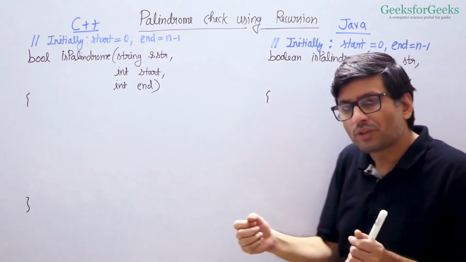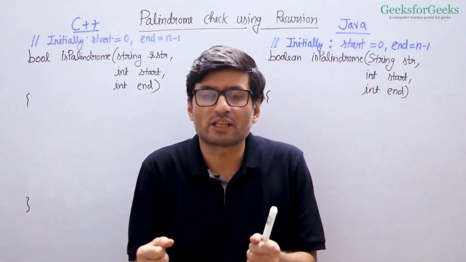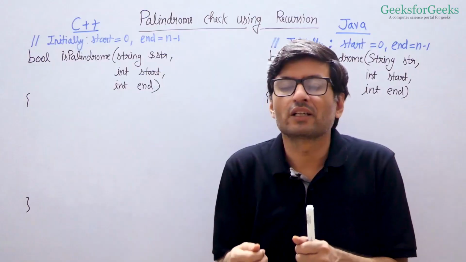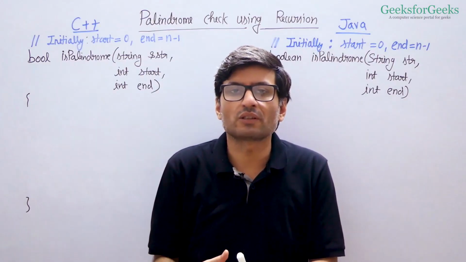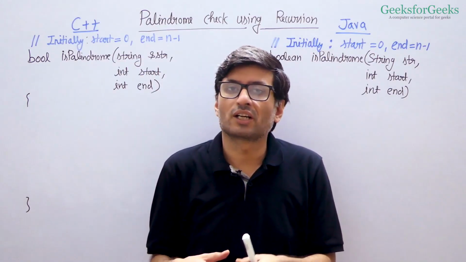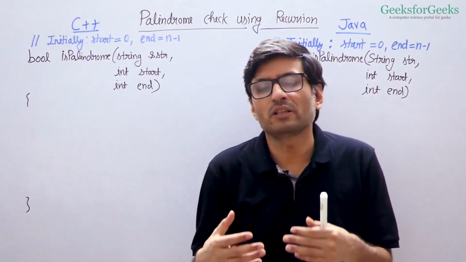So what are we going to do? We are going to compare the characters at current start and end, right? And then we are going to make a recursive call for start plus 1 and end minus 1. Now you have a complete idea. You can fill in the rest of the code.